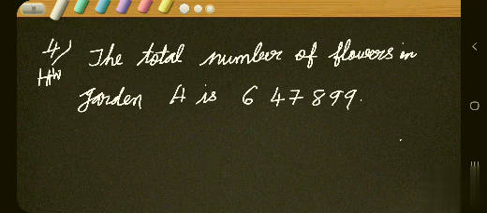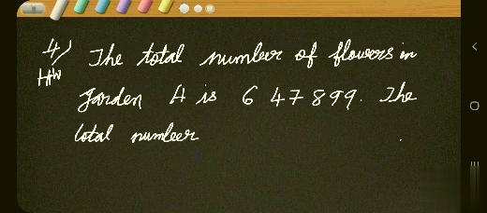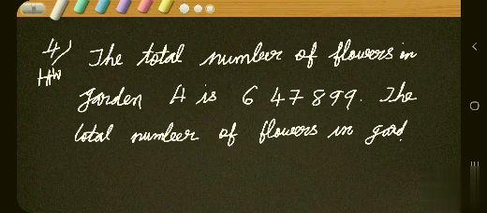the total number of flowers in garden B is, write down, total number of flowers in garden B is, listen carefully, 3,62,000 less than, very important, garden B is 3,62,000.